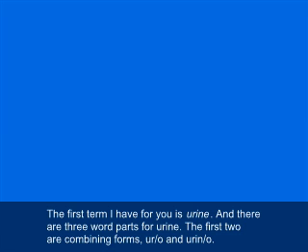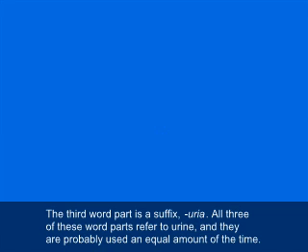Well, the first term I have for you is urine, U-R-I-N-E, and there are three word parts for urine. The first two are combining forms, uro, U-R/O, and urino, U-R-I-N/O. The third word part is a suffix, -uria, U-R-I-A. All three of these word parts refer to urine, and they're probably used an equal amount of the time.